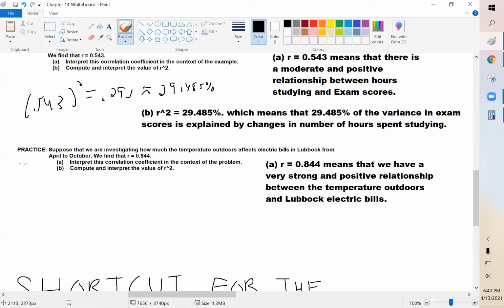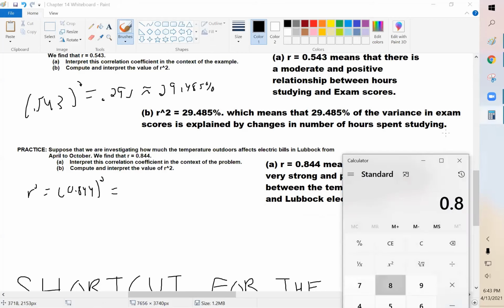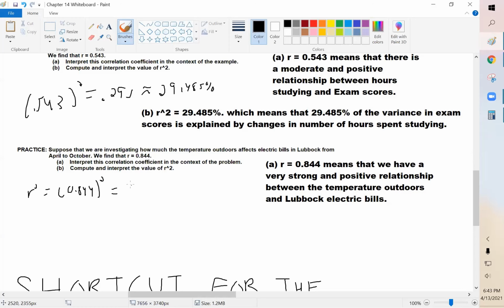Now for part B, we have to get our R squared. So R squared is 0.844 squared. And in this case, that is 0.712336. This is one of the very few things where it's usually expressed in percentage form and not decimals. So I will stick with percentages. So we have 71.234%. And now we interpret that.